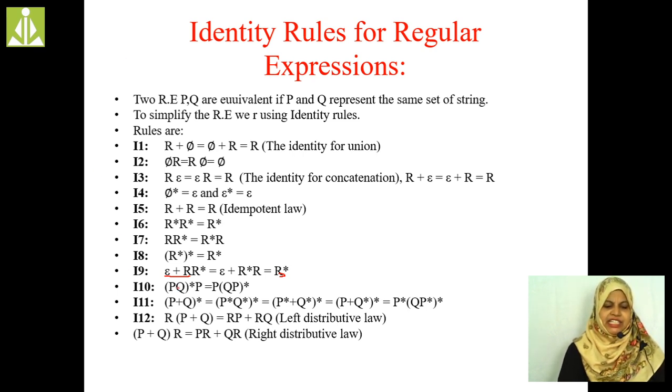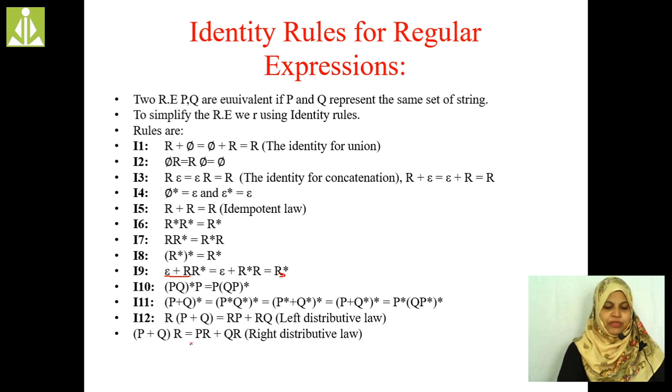Next one, I10 is (PQ) whole star into P, it is equivalent to P into (QP) whole star. See here, you have to recognize what is P and what is Q, then it is P into (QP) whole star. Then (P plus Q) whole star is equivalent to (P star Q star) whole star, or (P star plus Q star) whole star, or (P plus Q) whole star, or (P star QP) whole star. So it is equivalent to all those things.